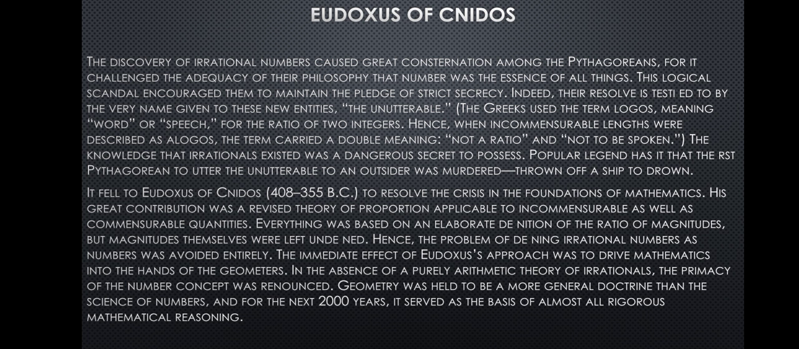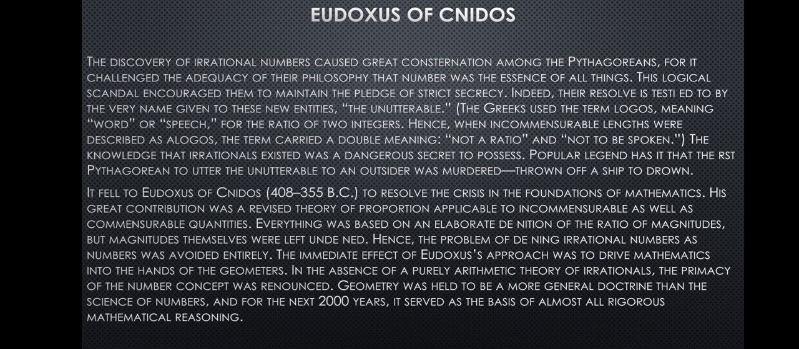Eudoxus of Cnidos to resolve the crisis in the foundation of mathematics. His great contribution was a general theory of proportion applicable to incommensurable as well as commensurable quantities. Everything was based on an elaborate definition of the ratio of magnitudes, but magnitudes themselves were left undefined. Hence, the problem of dealing with irrational numbers as numbers was avoided entirely.